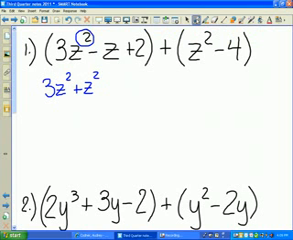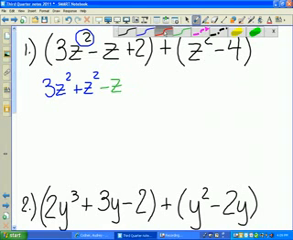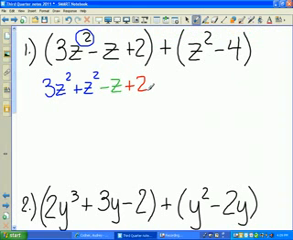Now I need to see what's in the 1st degree. So right now it looks like I just have this minus z. Okay, any other z's up here? Nope. And lastly, we need to get all our constants together. So that's going to be that plus 2 and that minus 4.